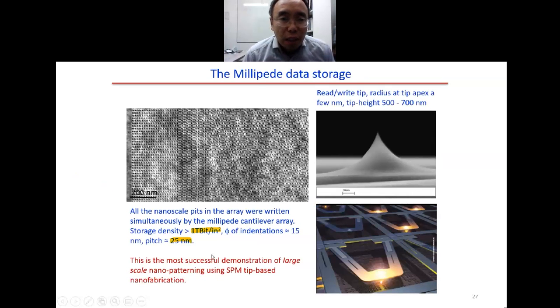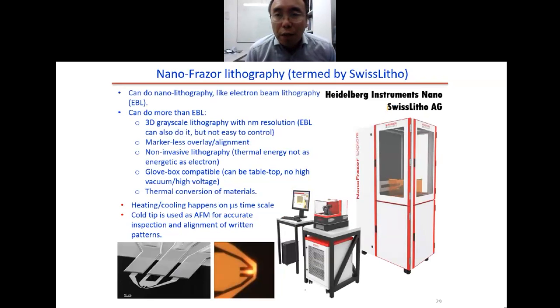As I said, this idea was not commercially successful. IBM gave up this project around the year 2005. But some people got very well trained, and they knew this one does not work. Then the same people formed another company called Swiss Lithography. This company sells AFM lithography equipment. They call it NanoFrazor lithography.